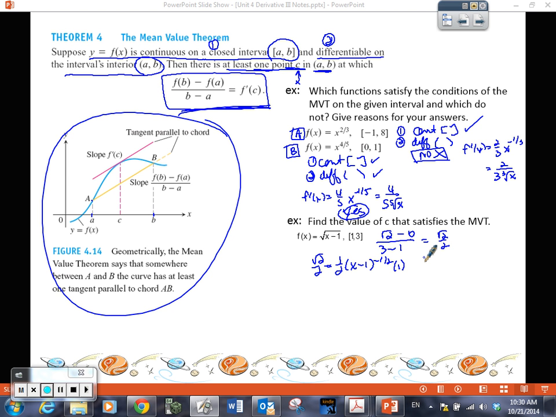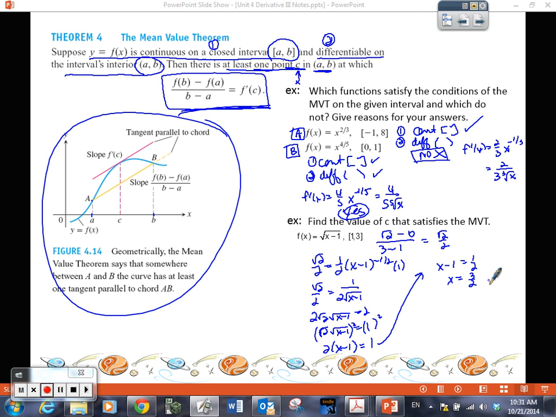Several techniques. Well, there's several ways to do it. I'll just show you the way that I did it. So this would be 1 over 2 root x minus 1. I cross multiplied, divided off the 2, squared both sides, and then solved. So I have x minus 1 equals a half, or x equals 3 halves.